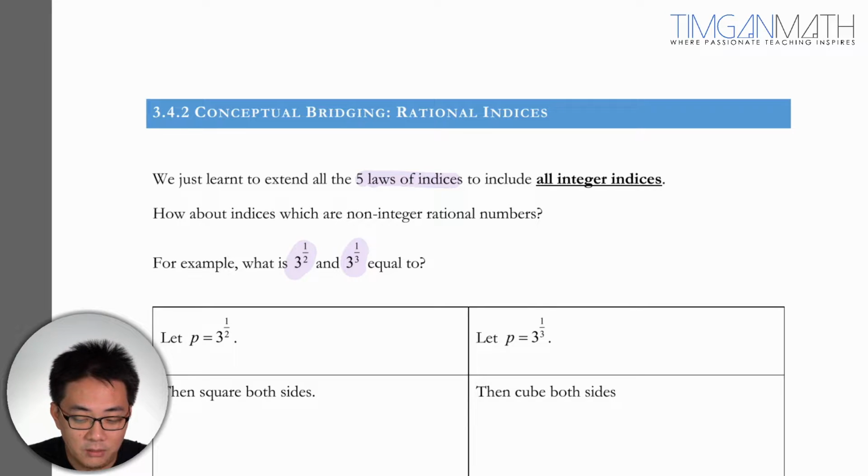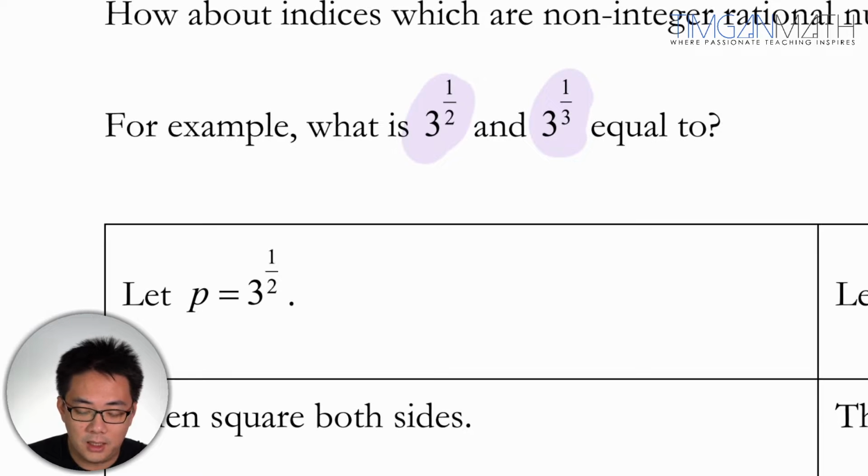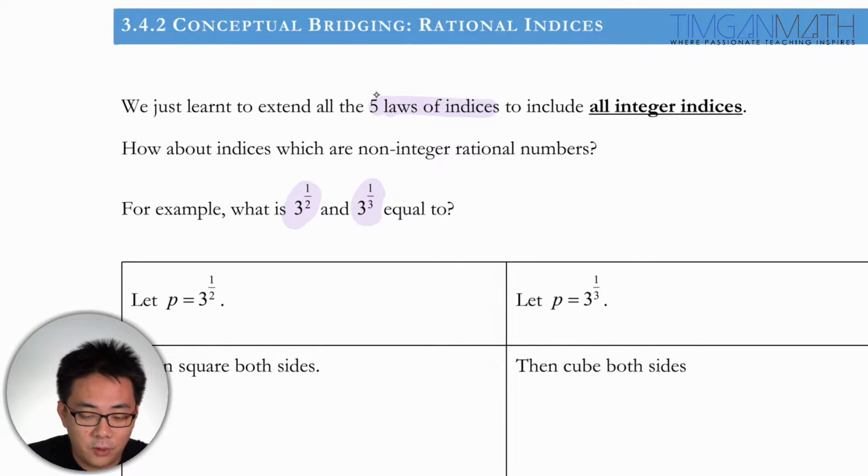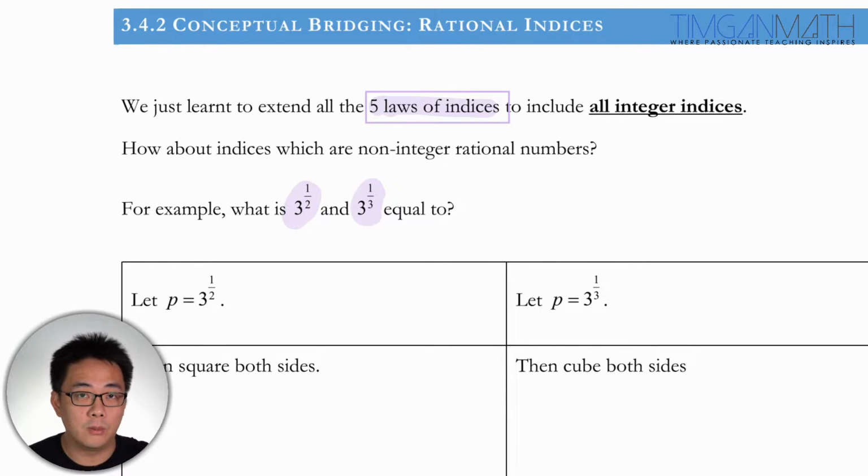Integers are also rational numbers, right? So in this particular part, what we are more interested in is the power of a fraction. So how do we actually deduce it? Actually, it's quite interesting. What I'm going to use is just the 5 laws we have already learned, and we try and deduce what are 3 to the power half and 3 to the power 1/3.